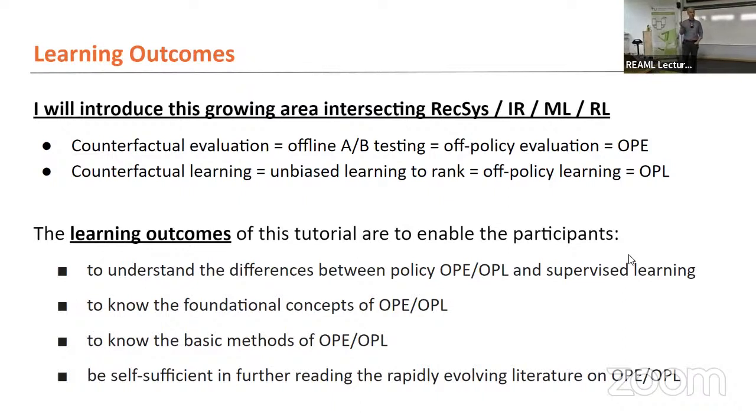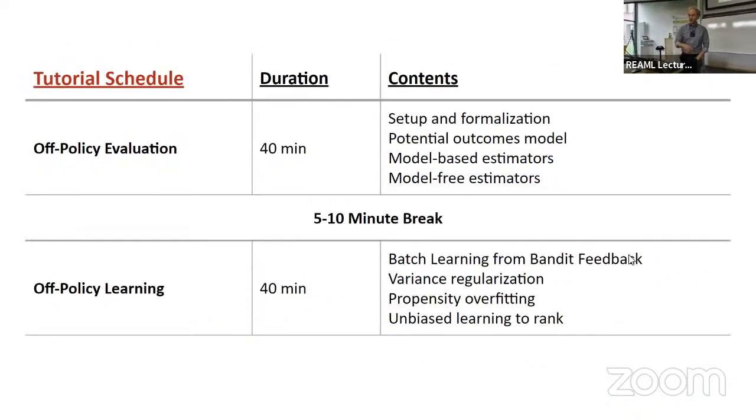In terms of learning outcomes, I want to explain what this actually means. It's a different way of thinking about machine learning, and I want to give you the foundational concepts so that you can afterwards go and read the research literature on your own and know how things fit together. There are 2 parts. The first part is the evaluation. It's about 40 minutes. Then we'll take a short break, so everybody can relax a little bit and get something to drink. Then the second part is going to be the learning problem.